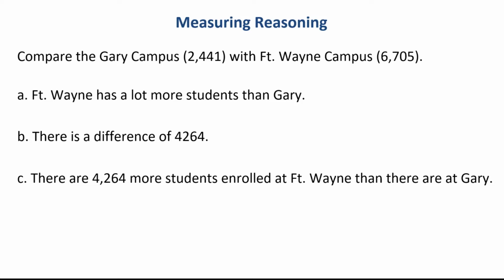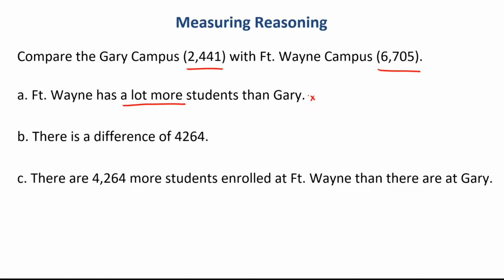The example says compare the Gary campus, which is 2,441, with the Fort Wayne campus, which is 6,705. In this case, we're looking at enrollment in both campuses. The first says Fort Wayne has a lot more students than Gary. What we see here is a vague statement, saying a lot more. A lot more doesn't specify quantitatively how much difference we are looking at in terms of both campuses.